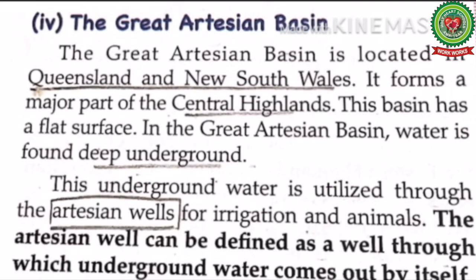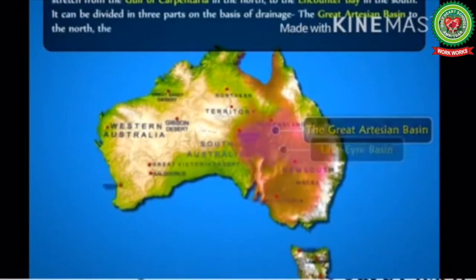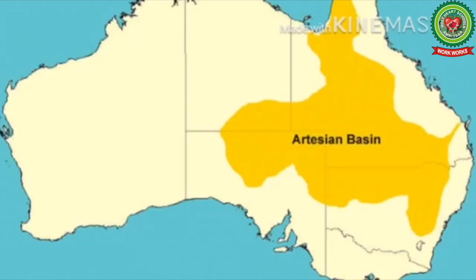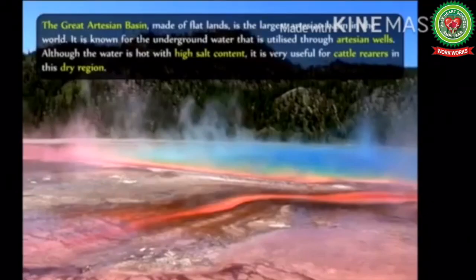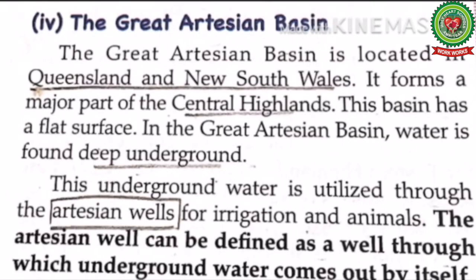The Great Artesian Basin. The Great Artesian Basin is located in Queensland and New South Wales. It forms a major part of Central Highlands. This basin has a flat surface. In the Great Artesian Basin, water is found deep underground. This underground water is utilized through the artesian wells for irrigation and animals.